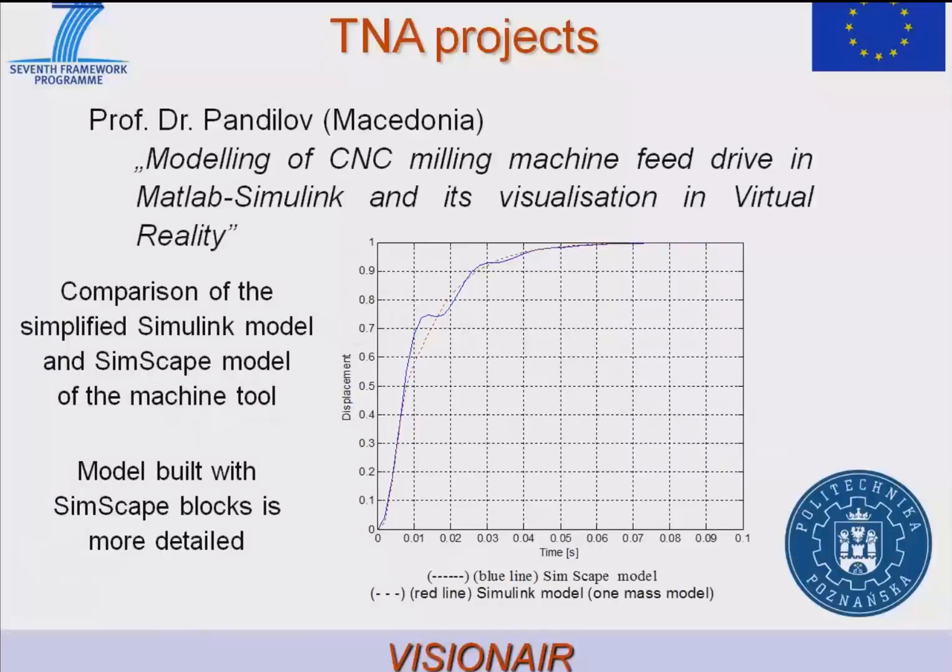Here is the comparison of the simulation. Usually we perform more simulations. This is an example of the step response of displacement of one single feed drive of the CNC milling machine. The blue line comes from the model that used Simscape elements, and the red line is from the model that used Simulink only. Here we can see that in fact the Simscape model models the feed drive of the machine more precisely, in more detail.